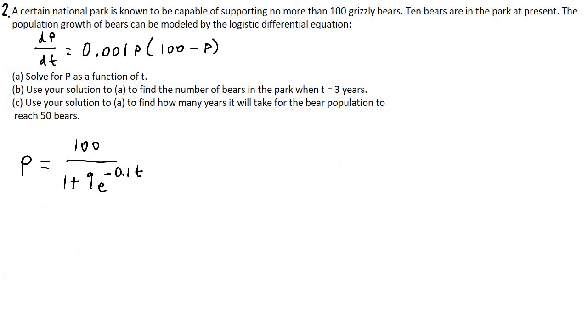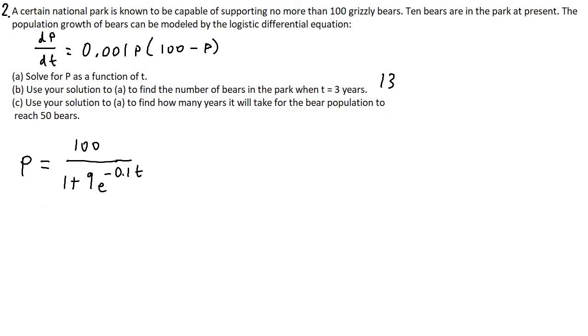Now for letter B, we have to use our solution to A, which we just found, to find the number of bears in the park when t equals 3 years. So all we have to do is plug in 3 for t. We'll get 100 over 1 plus 9e to the negative 0.1 times 3. And when you use your calculator to plug in these numbers, you should get an answer of around 13 grizzly bears.